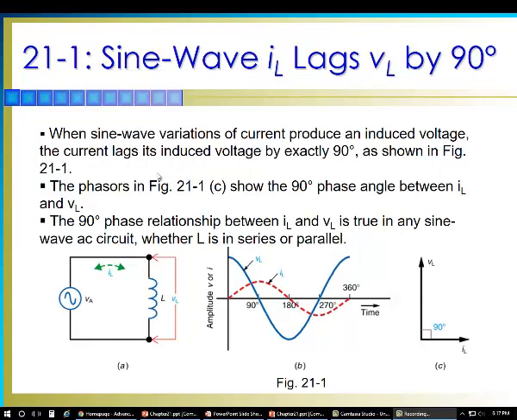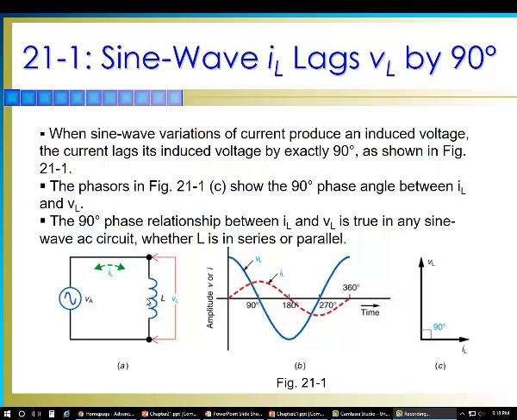in which the current lags the voltage by 90 degrees. So when the sine wave variations of current produce an induced voltage, the current lags its induced voltage by exactly 90 degrees. So when we have an inductor connected to an applied voltage, the change in current through the inductor generates an induced voltage, and these current and voltage are 90 degrees out of phase.